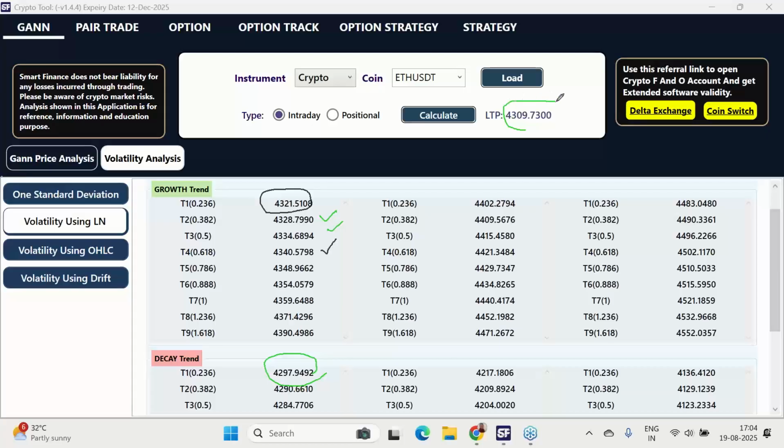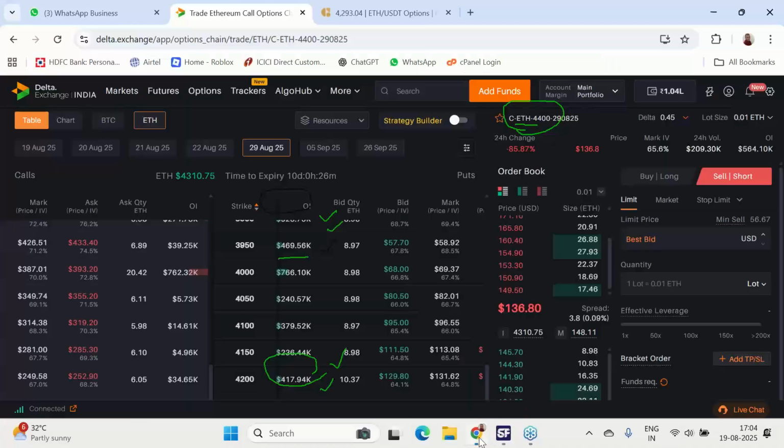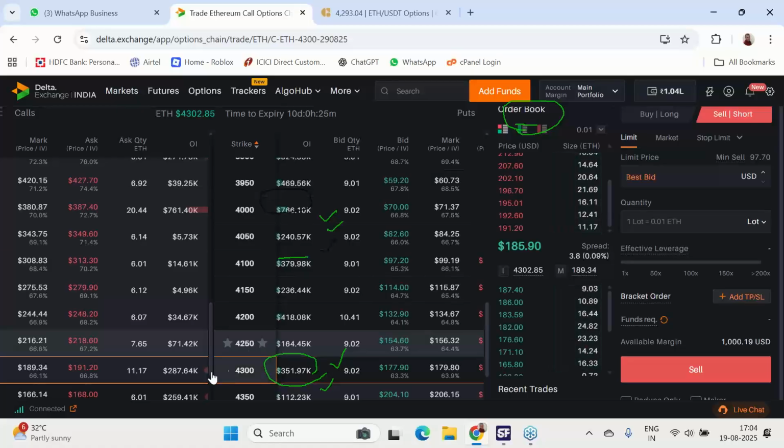So currently we are at 4309, and we are aiming for a target of 4340. The stop loss is 4298 or 4290, anything you can say. So I will be going for the options here. Prices have changed now. I'll be going for the 29th August, the nearest option, the 4300 call option. Call option, put option, both we will analyze.